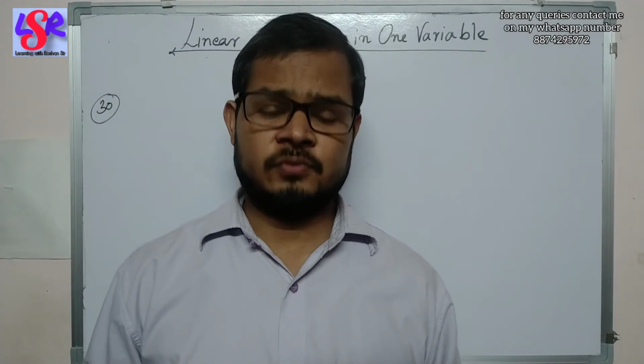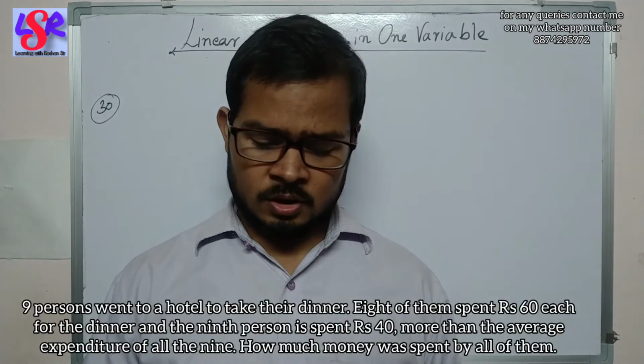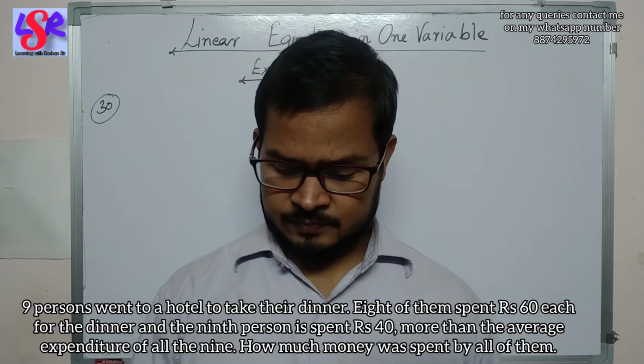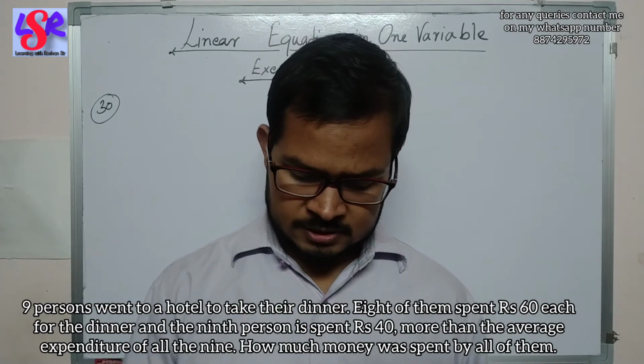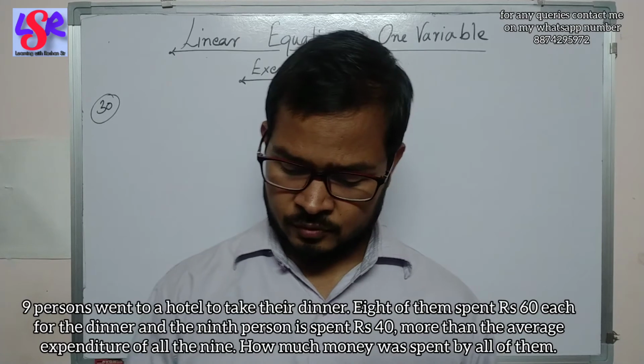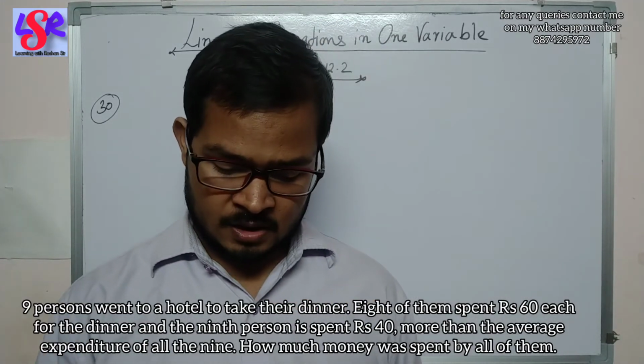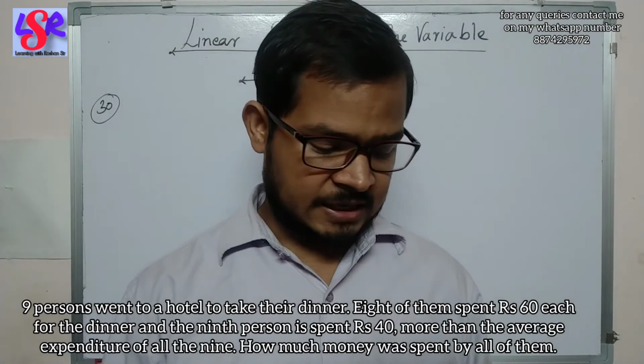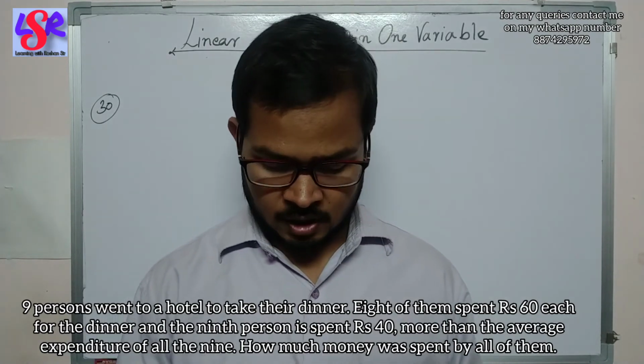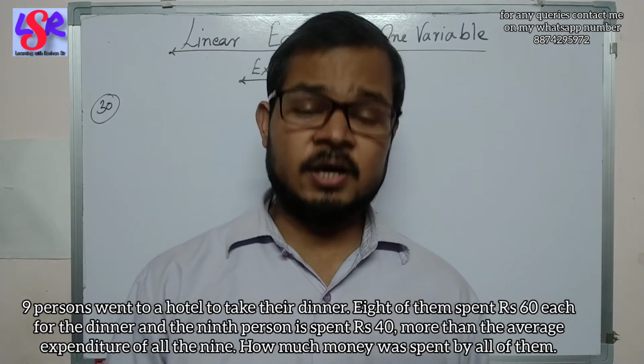Here in this question we have 9 persons who went to a hotel to take their dinner. 8 of them spent rupees 60 each for the dinner and the ninth person spent rupees 40 more than the average expenditure of all the 9. How much money was spent by all of them?